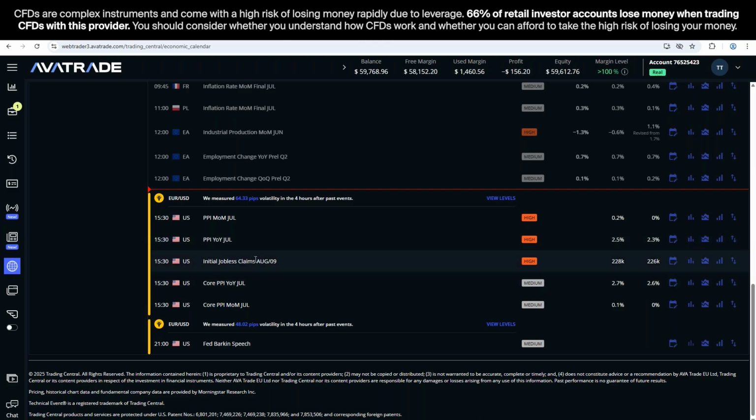So keep in mind, these are jobless claims, meaning bad news if this number is higher than expected. It's not job creation, it's basically job loss. Initial jobless claims means more people lost their jobs and are filing for unemployment benefits. So if this comes in lower, that's good news. If it comes in higher, that's bad news. So let's see what has happened in the past.